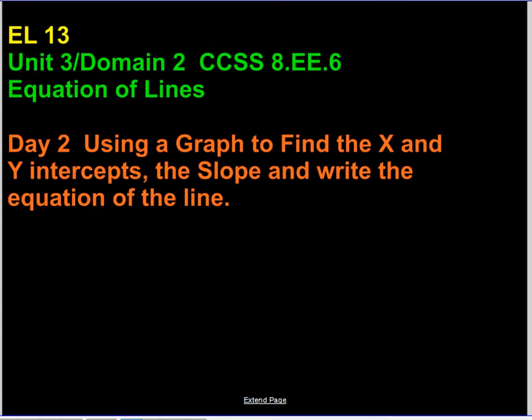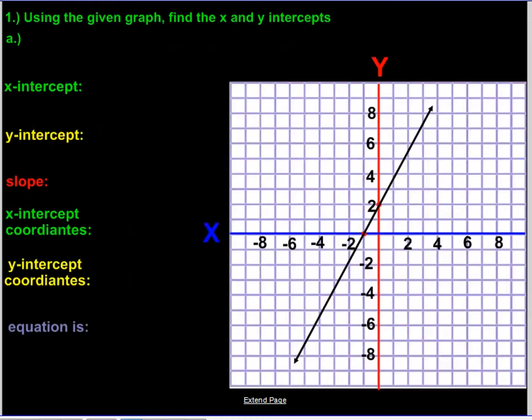Tonight's homework is EL 13, Day 2, using a graph to find the x and y intercepts, the slope, and to write the equation of the line. Start by taking a look at number 1a. First we'll take a look at this line and see how it's laid out. Look at where it crosses the x-intercept and the y-intercept.